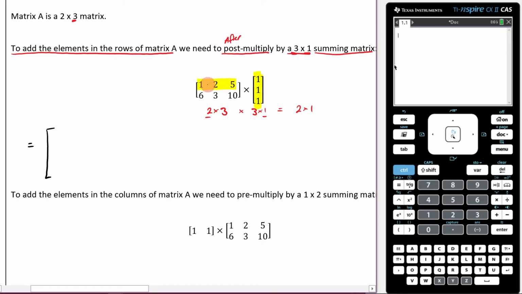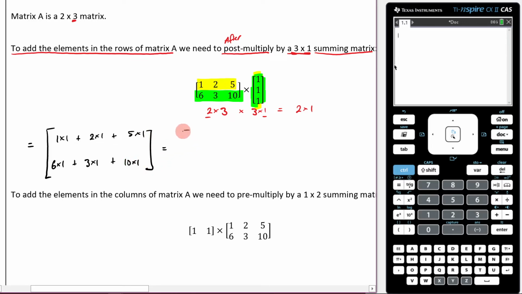Okay, so let's begin. We're going to go 1 times 1, plus 2 times 1, plus 5 times 1. And then we go to our second row now. So now we're going to go this by that. So this is going to be 6 times 1, plus 3 times 1, plus 10 times 1.